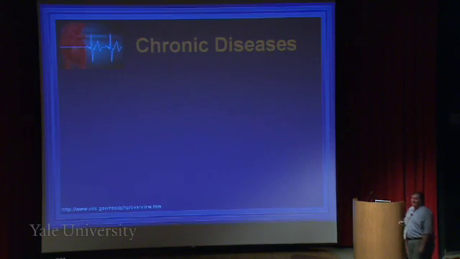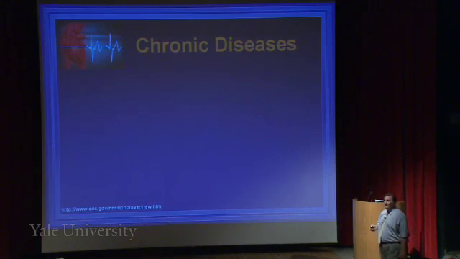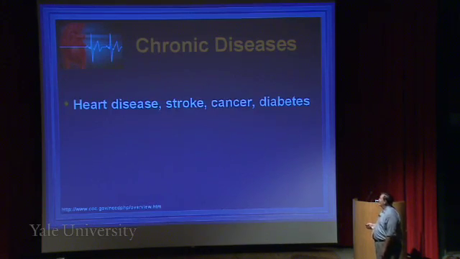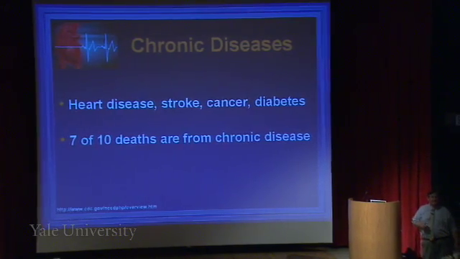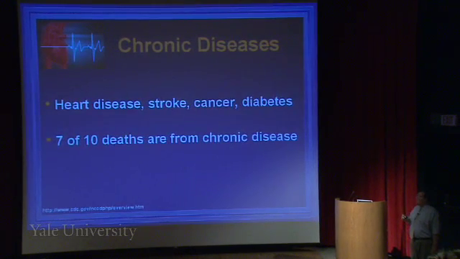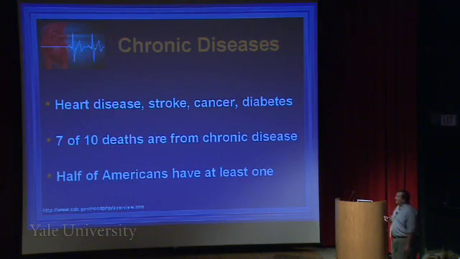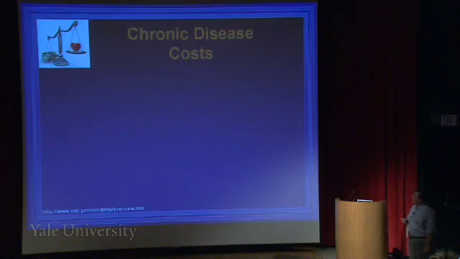Chronic diseases have a major role in the healthcare cost. If you look at these chronic diseases, heart disease, stroke, cancer, and diabetes, we find that 7 out of 10 of all deaths are now due to chronic diseases, whereas it was a very small fraction in 1900. Half of Americans have at least one. So it's affecting a lot of the population.